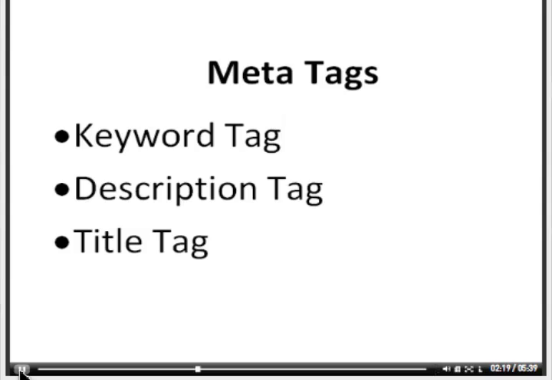Almost all search engines recommend that the description tag be less than 200 characters of plain text written in a narrative form. The last tag we'll be discussing is called the title tag.